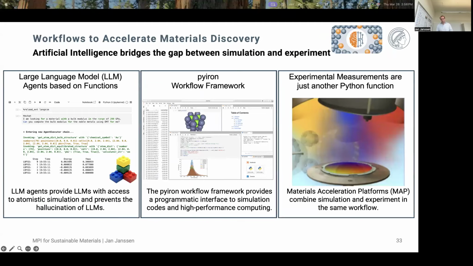With this, I come to my conclusion. I hope I was able to show you a bit what the capabilities of large language model agents are and how they will allow us to bring our expertise as material scientists into this new environment. How workflows really help us to digitalize our expertise and how we can document it with a tool like the pyiron framework. And then I gave you a little outlook that maybe experimental equipment is also just another Python function. And these material acceleration platforms greatly benefit from the combination of simulation and experiments in the same machine learning framework. And with this, I'd like to thank you for your attention.